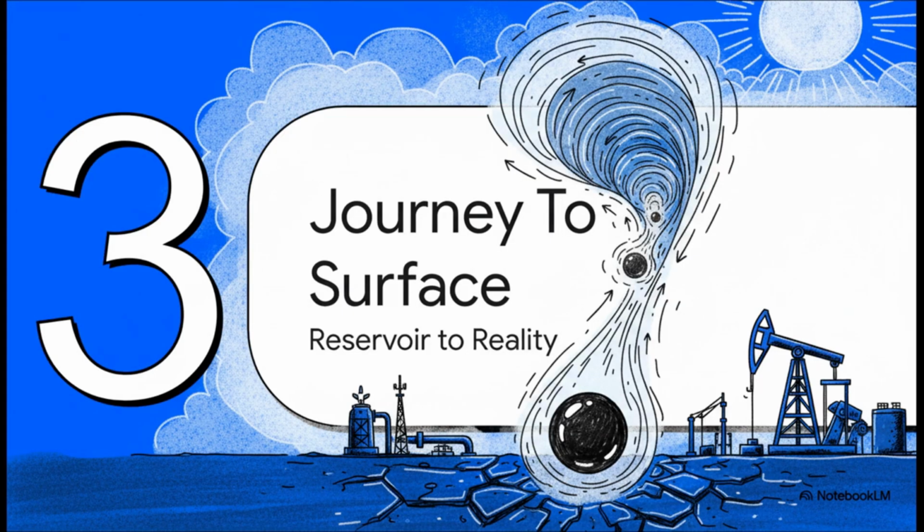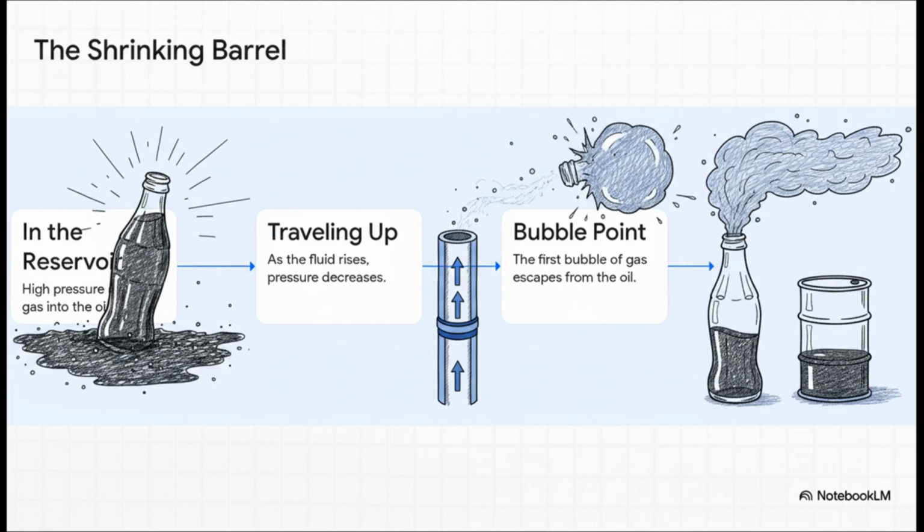Okay, so let's actually follow a drop of this fluid on its incredible journey. We're going to go from the high-pressure darkness of the reservoir all the way up to the surface. And folks, this is where the shrinking happens. Let's trace the path. Deep down in the reservoir, it's just like an unopened can of soda. All that gas is dissolved right into the liquid because of the immense pressure. But as that fluid starts traveling up the well, the pressure drops fast.